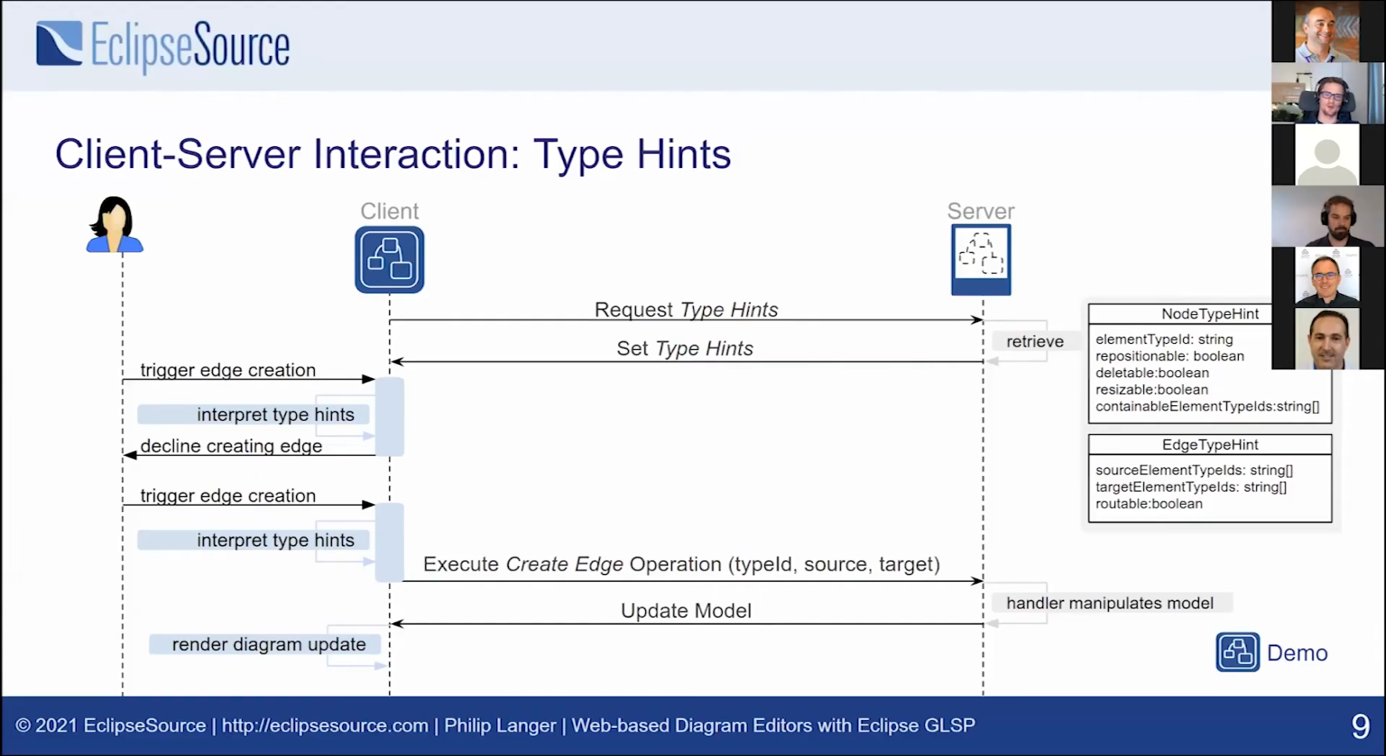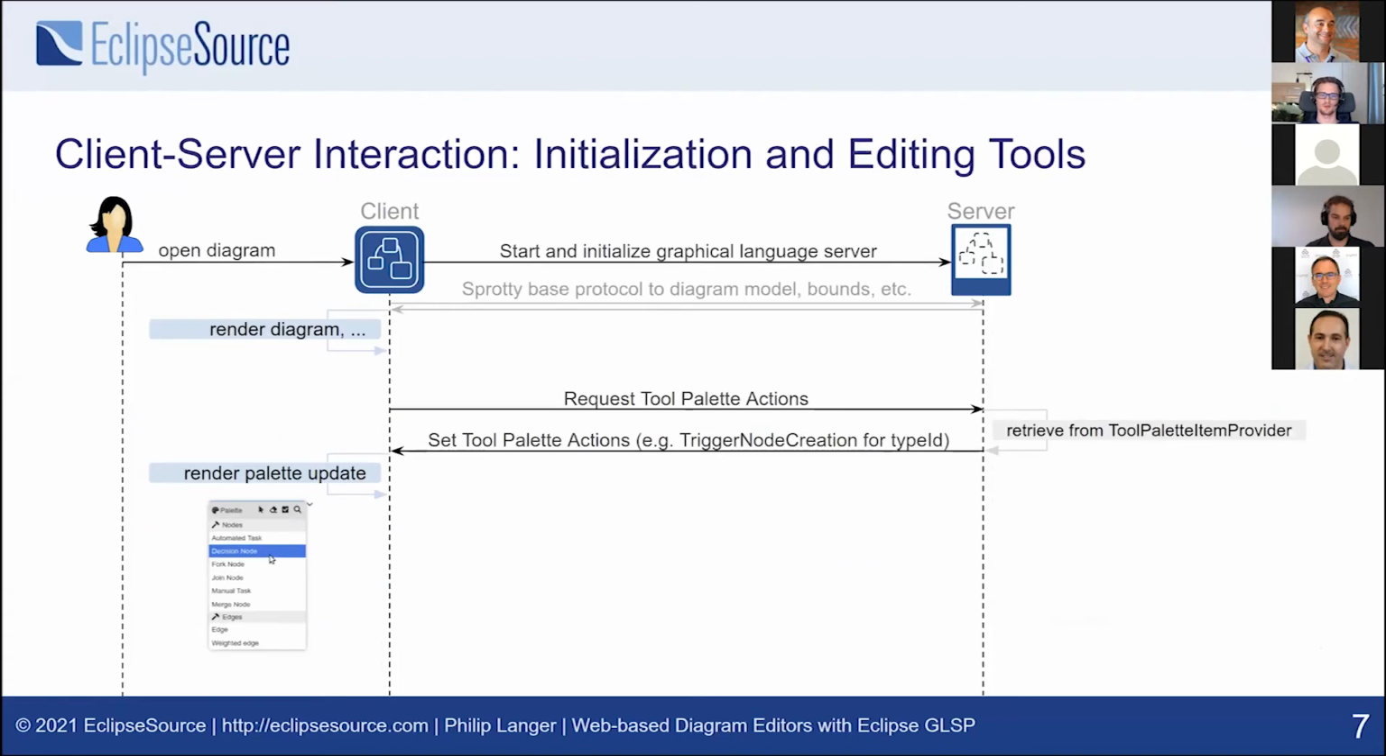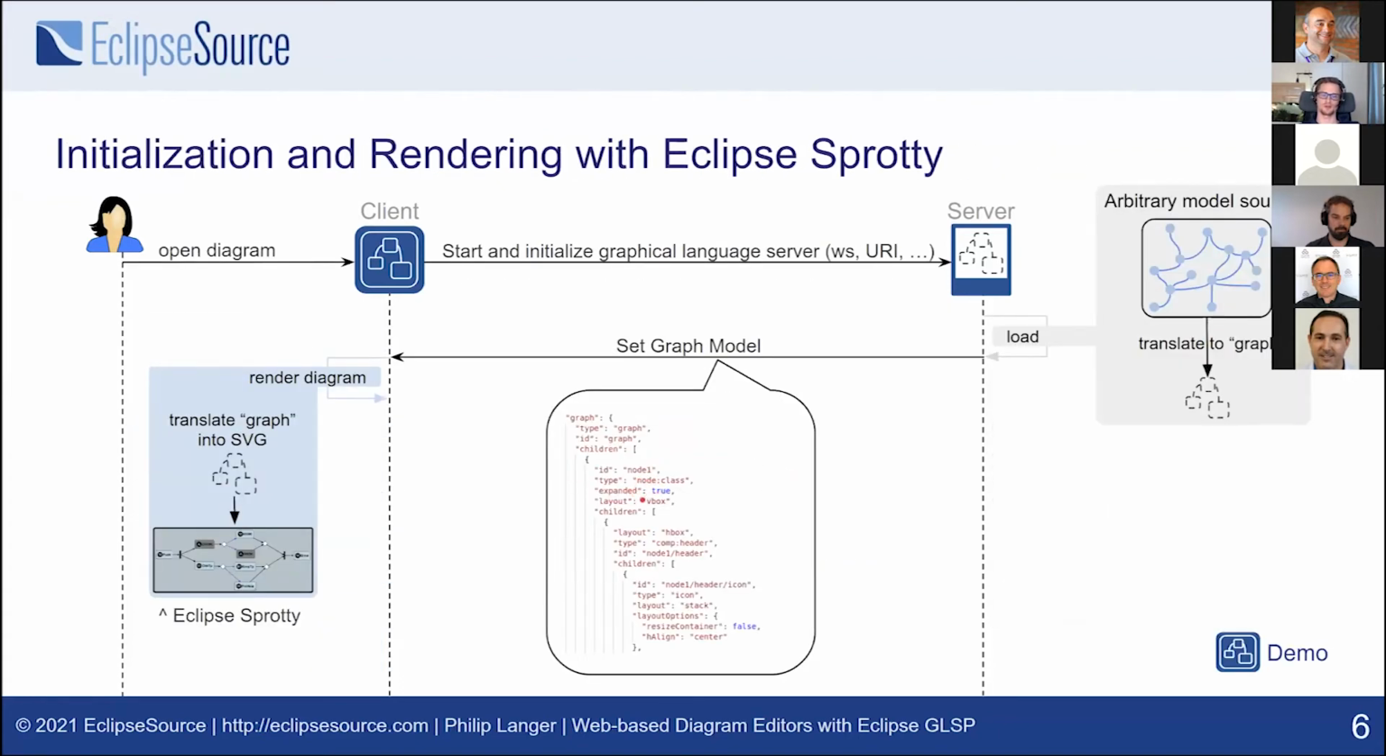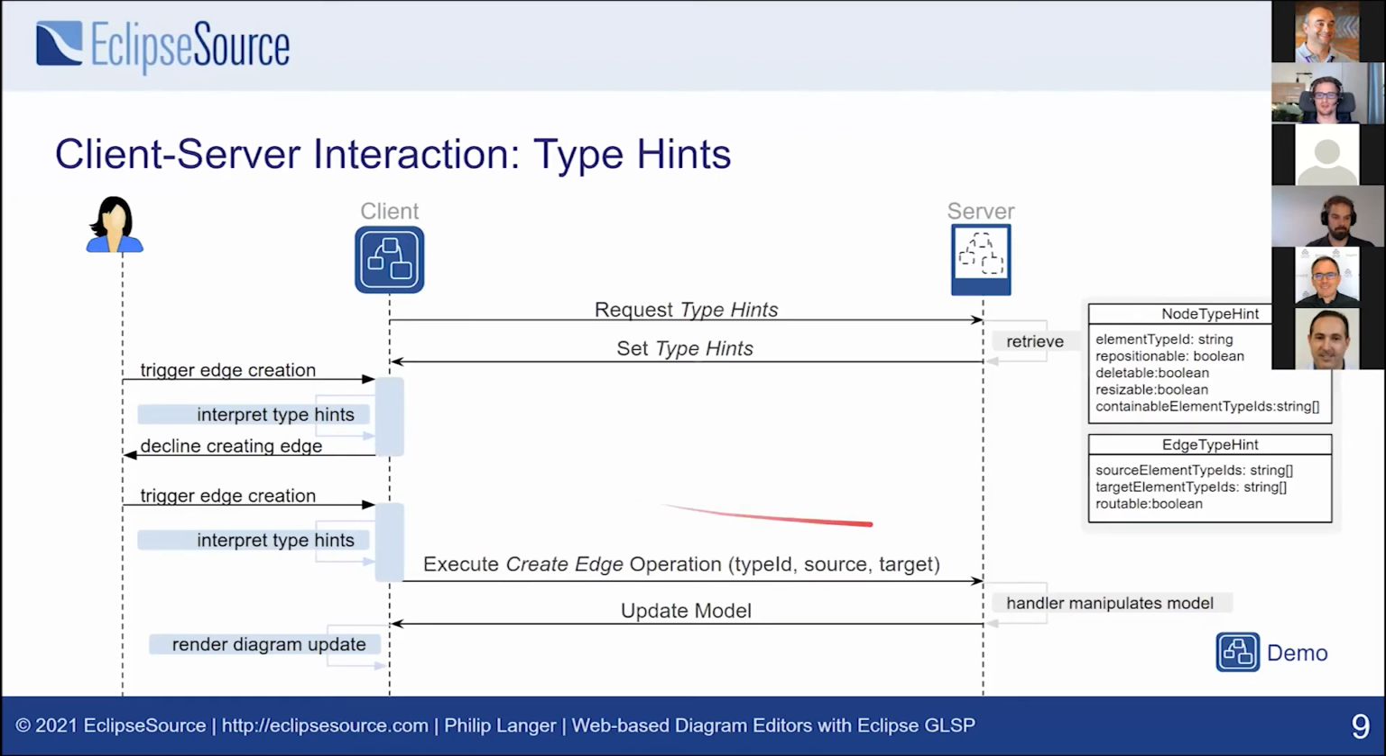And to address this problem, GLSP provides a concept that we call type hints. Basically these type hints specify all the different types of operations that you can apply in the context of an element type. And an element type corresponds to these node types that we've talked about before. With these element types, you can specify whether, for instance, an element can be deleted, whether it can be resized, whether it can contain other elements and stuff like that. And this is then sent to the client, which can interpret those generic descriptions and already, for instance, decline creating an edge, as I've shown before.